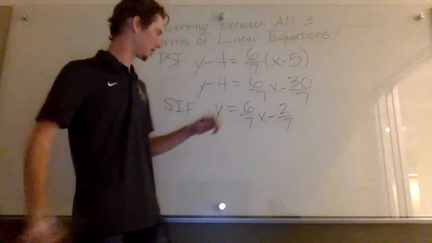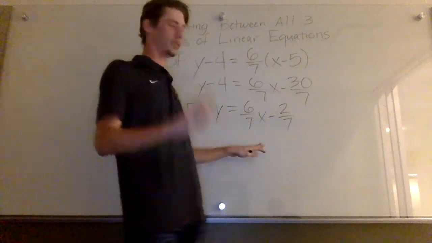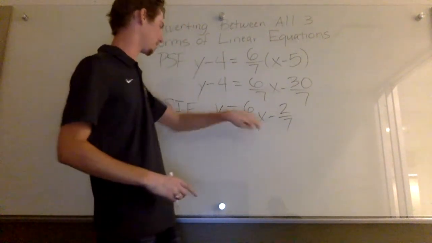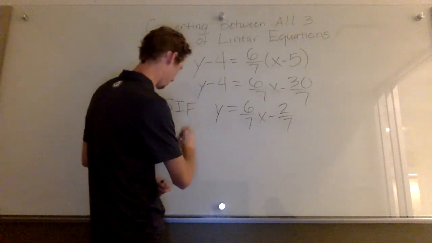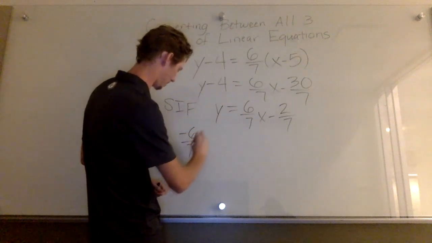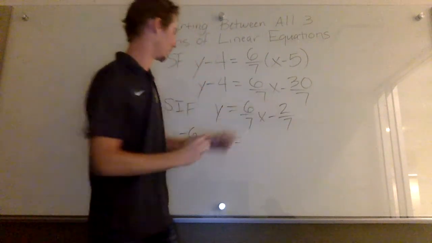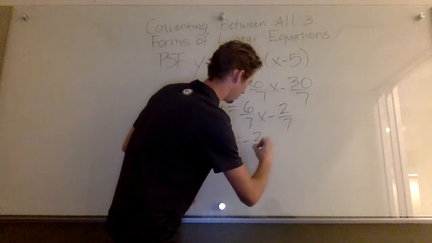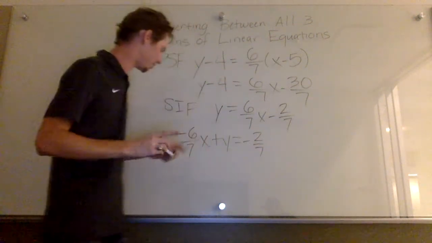That's fantastic. Got to get that last one, which is standard form. So first thing is always to get the x and y values on the same side. So we're going to go ahead and move this so that it's negative 6 sevenths x plus y equals negative 2 over 7. Okay, got to get rid of those fractions too.